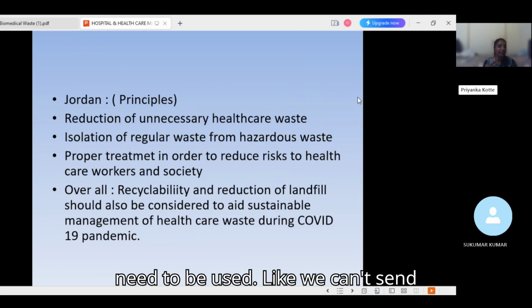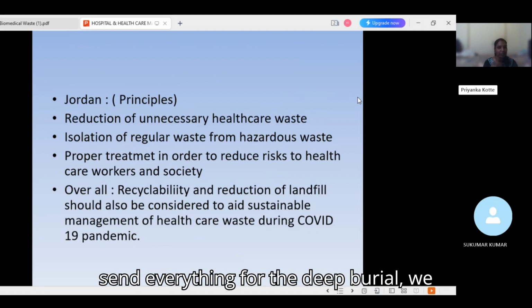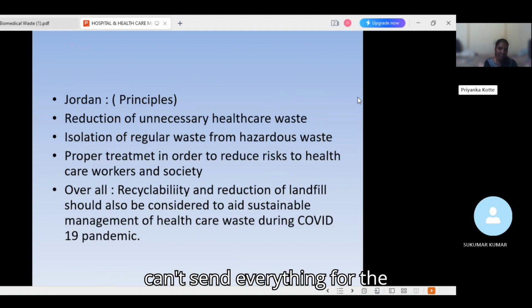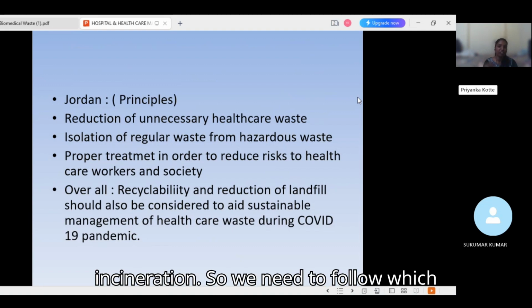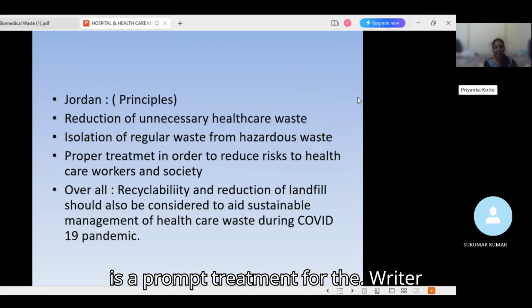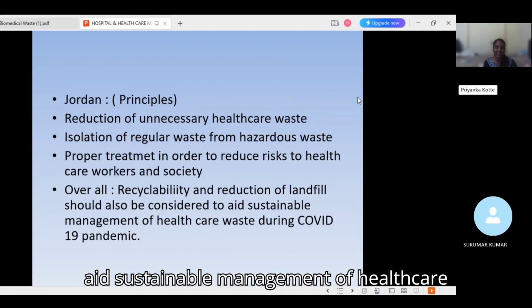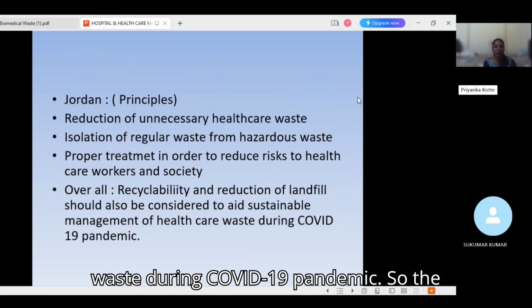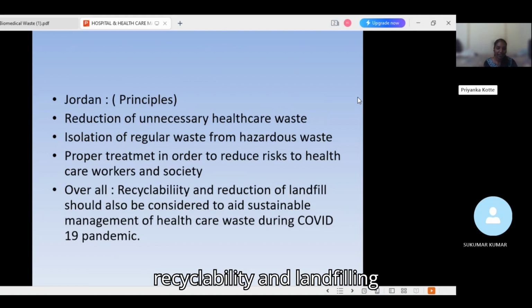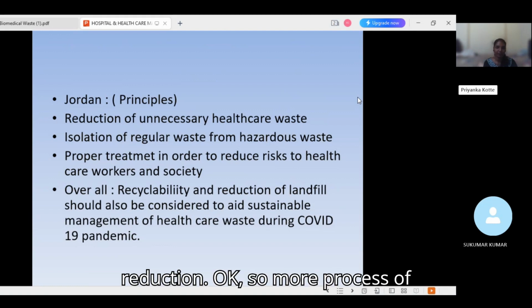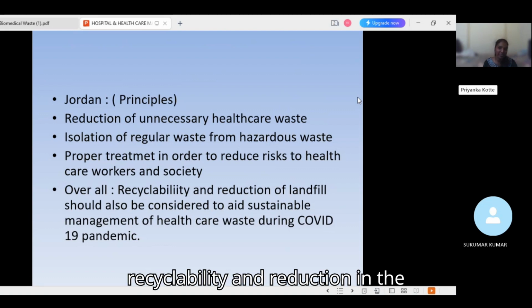We can't send everything for landfilling, we can't send everything for deep burial, and we can't send everything for incineration. So we need to follow the proper treatment for the right material. Then overall, recyclability and reduction in landfilling should also be considered to aid sustainable management of healthcare waste during the COVID-19 pandemic. So, recyclability and landfilling reduction: more processes of recyclability and reduction in landfilling.